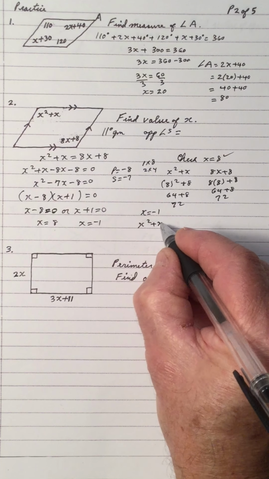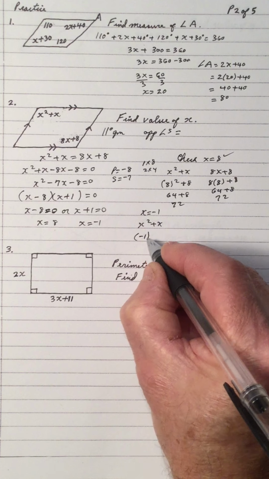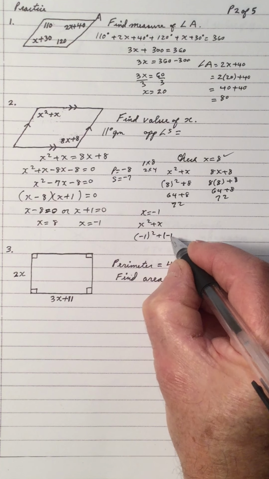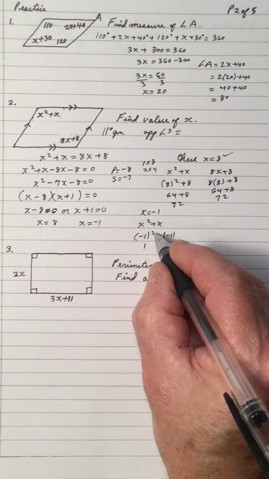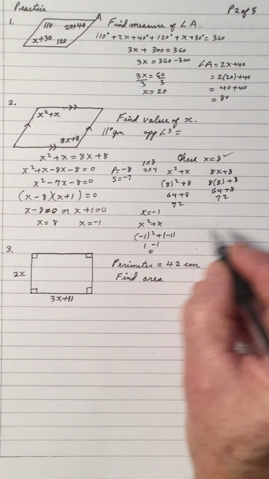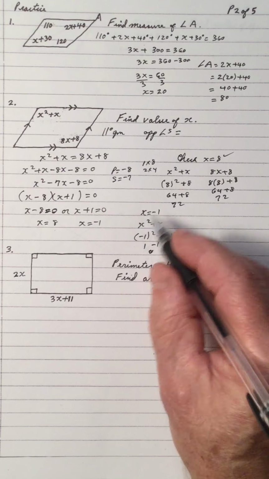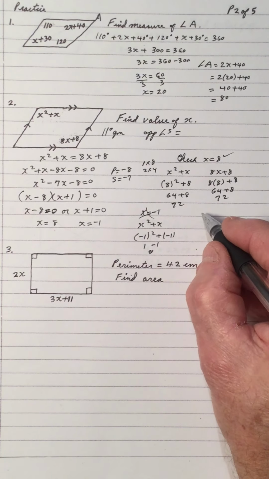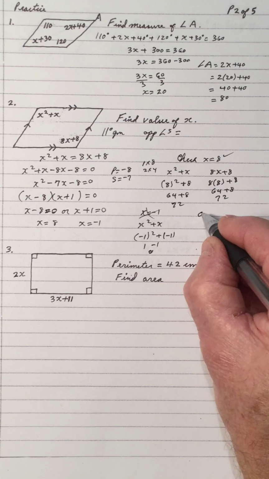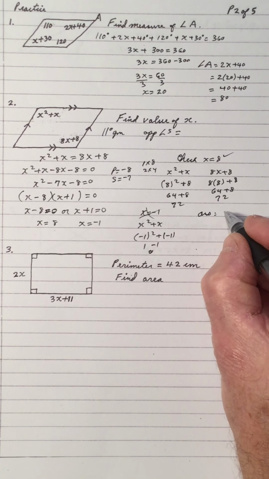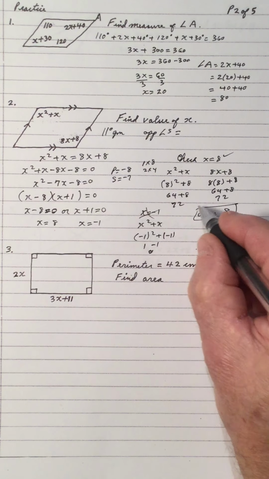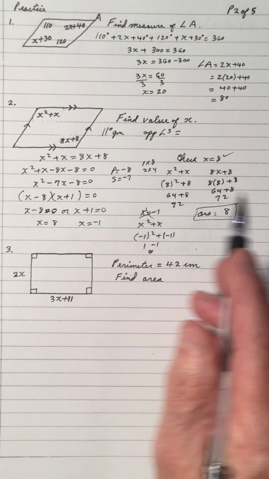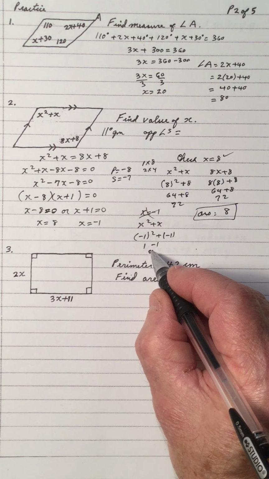x squared plus x: negative 1 squared plus negative 1. x is negative 1, negative 1 squared is 1. Minus 1 is 0. And we can't have 0. So x equals negative 1 is not true. So the answer is 8. Again, we have two answers, but the negative 1 can't be used because it gives me 0 for the angle.